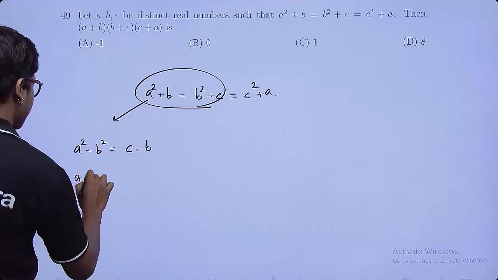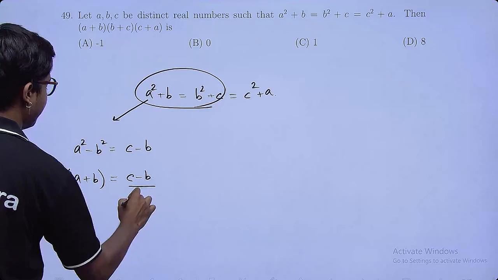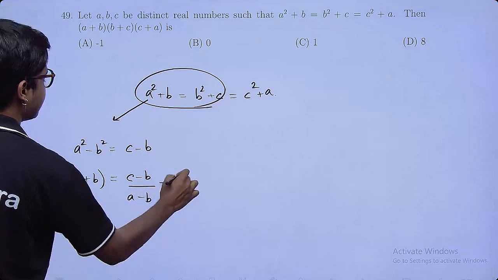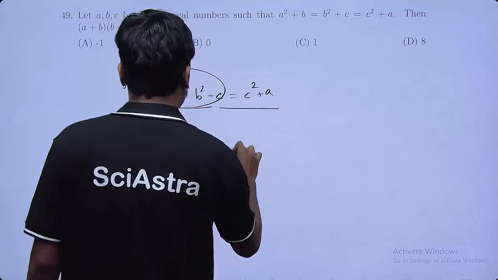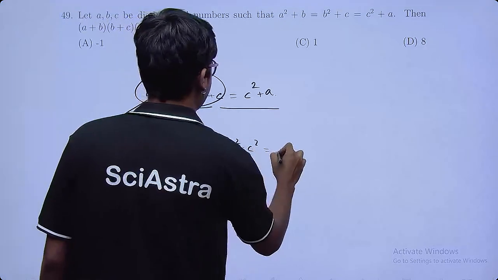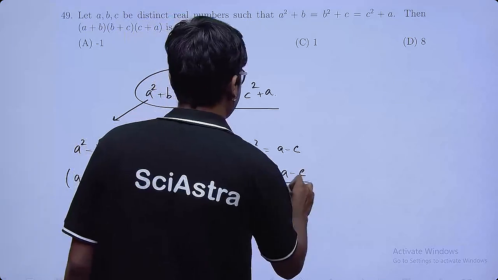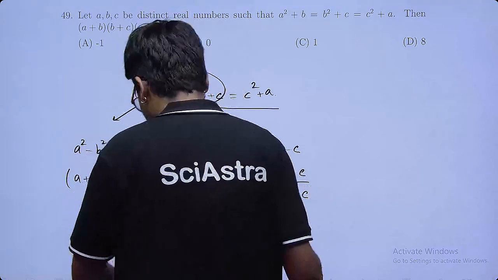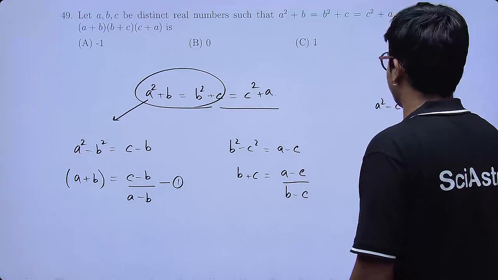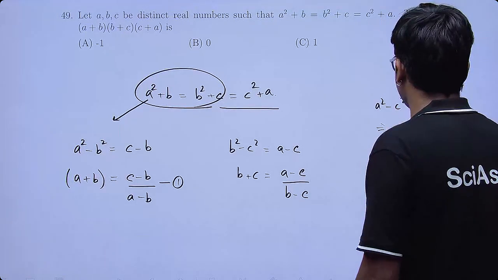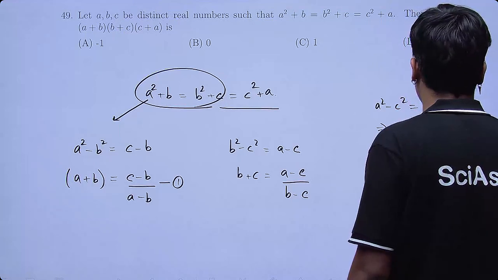So what is A plus B going to be? That is going to be C minus B divided by A minus B. Yes or no? Similarly, if I look at these two, B square minus C square is equal to A minus C, which implies that B plus C is equal to A minus C divided by B minus C. And for the first and the last, you'll get that A square minus C square is equal to A minus B, which implies that A plus C is going to be A minus B divided by A minus C.